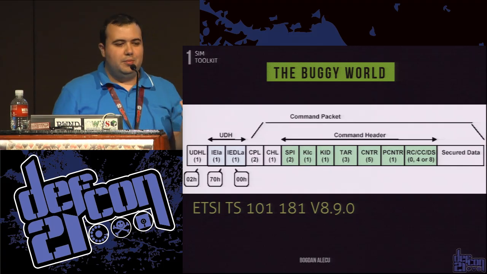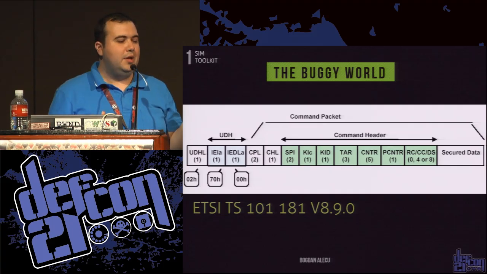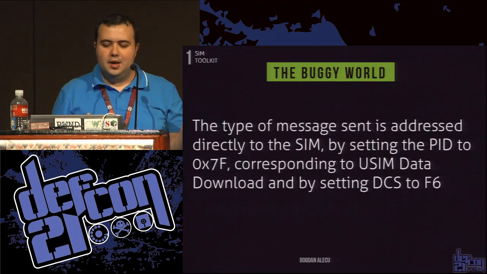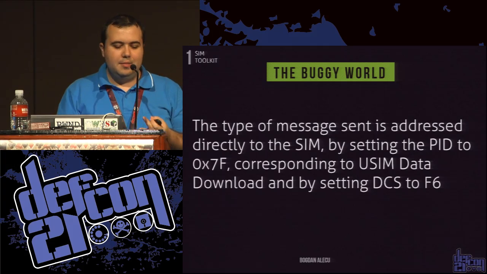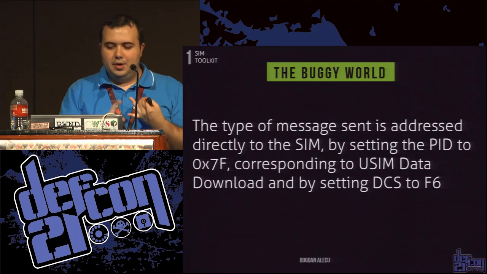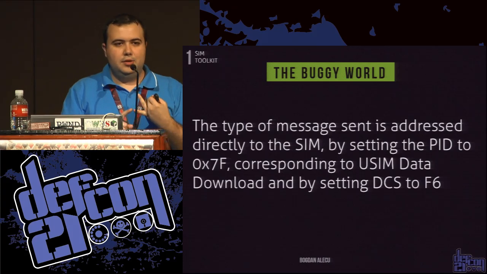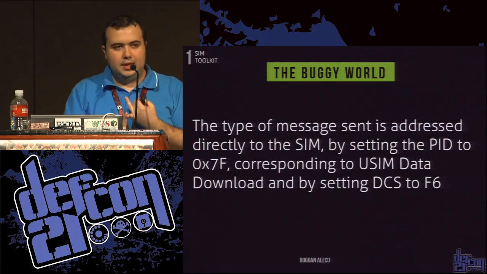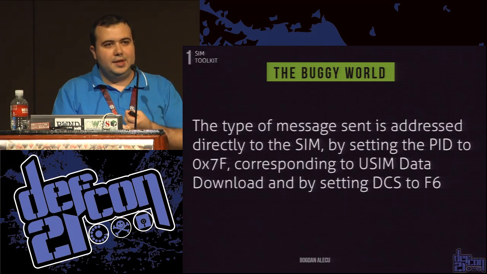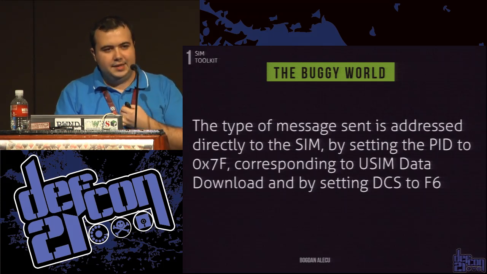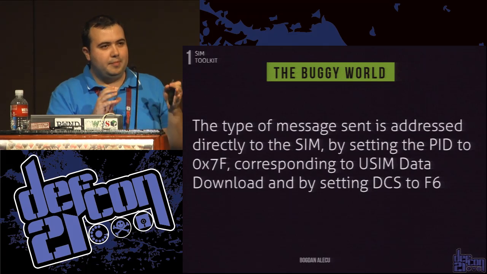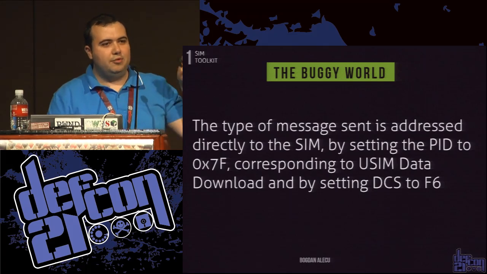In order to also have this command, you also add two other important fields, data coding scheme and protocol ID. Setting the protocol ID to 7F means that you do a SIM data download, and setting the data coding scheme to F6 means that this type of text message is directly addressed to your SIM card.